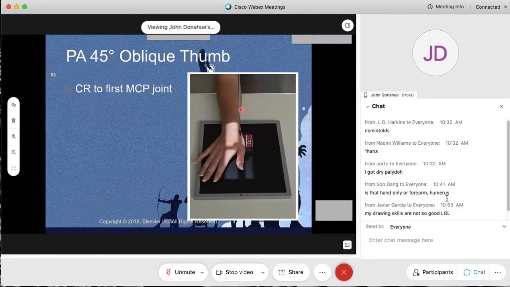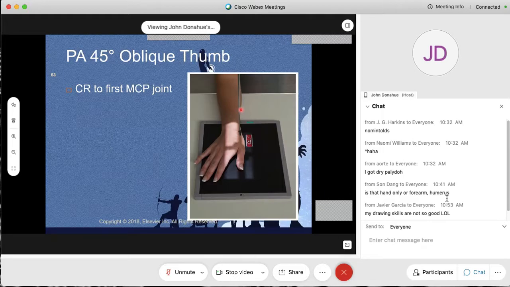Okay, so for an oblique thumb, very, very easy exam. I'll tell you why. To do a PA oblique thumb, all you have to do is put the patient's hand flat on the cassette. When you put someone's hand flat on the cassette, guess what the thumb does? It naturally goes into a 45-degree oblique. So you don't have to make any adjustments whatsoever.